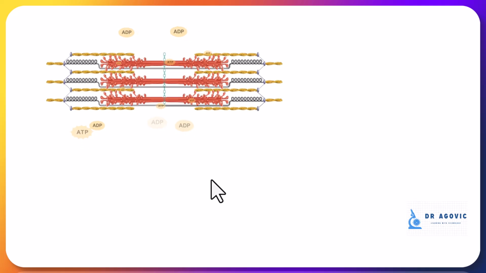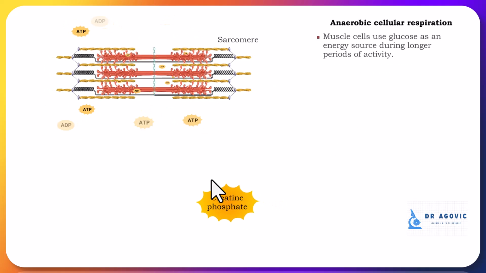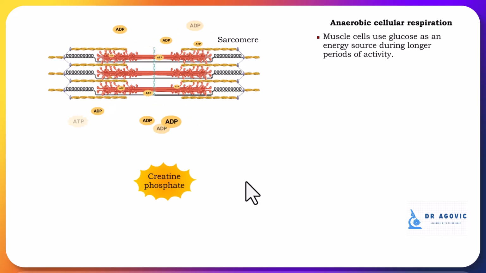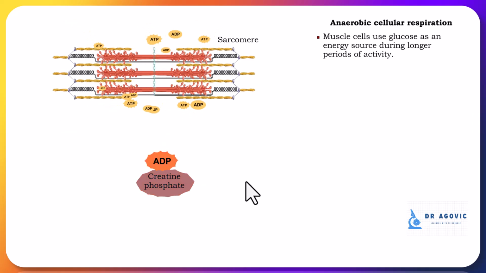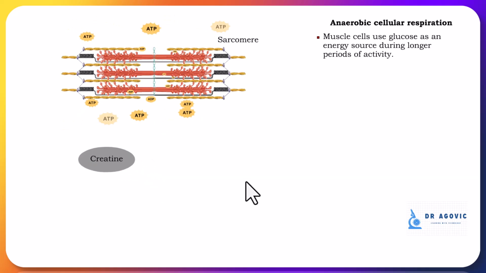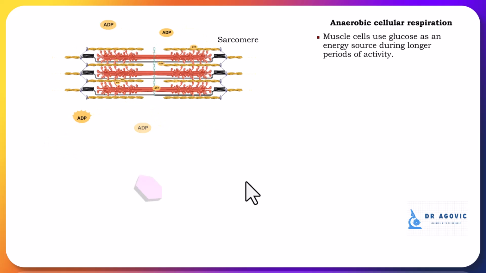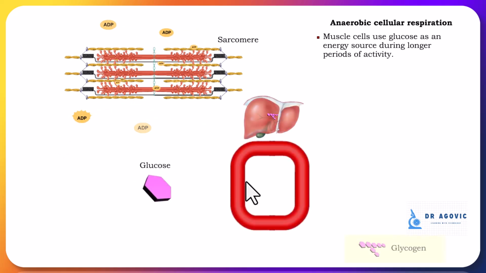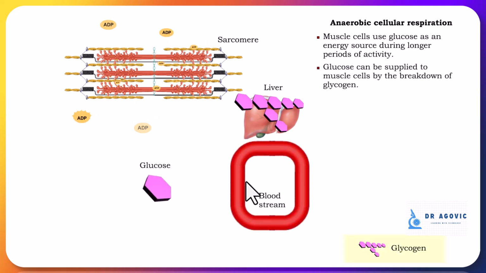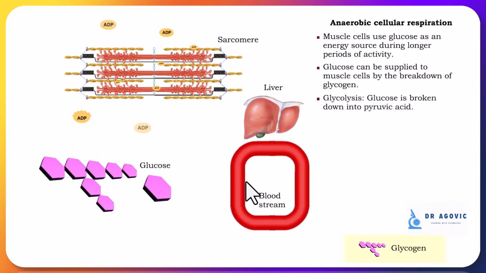When muscle activity extends beyond 15 seconds, creatine phosphate is depleted. The muscle now needs a new source of energy. Muscle cells obtain glucose from the blood via diffusion or by breakdown of stored glycogen from either liver or skeletal muscles. In a series of reactions called glycolysis, glucose is broken down to pyruvic acid molecules.